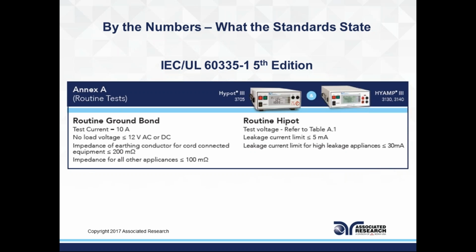Again, the impedance requirements are listed. For appliances that are corded equipment, it allows you up to 200 milliohms of resistance, or for all the other appliances that are not cord connected, 100 milliohms of resistance. Again, this is directly out of our standards guide, and a copy could be provided by Brittany in the chat box.